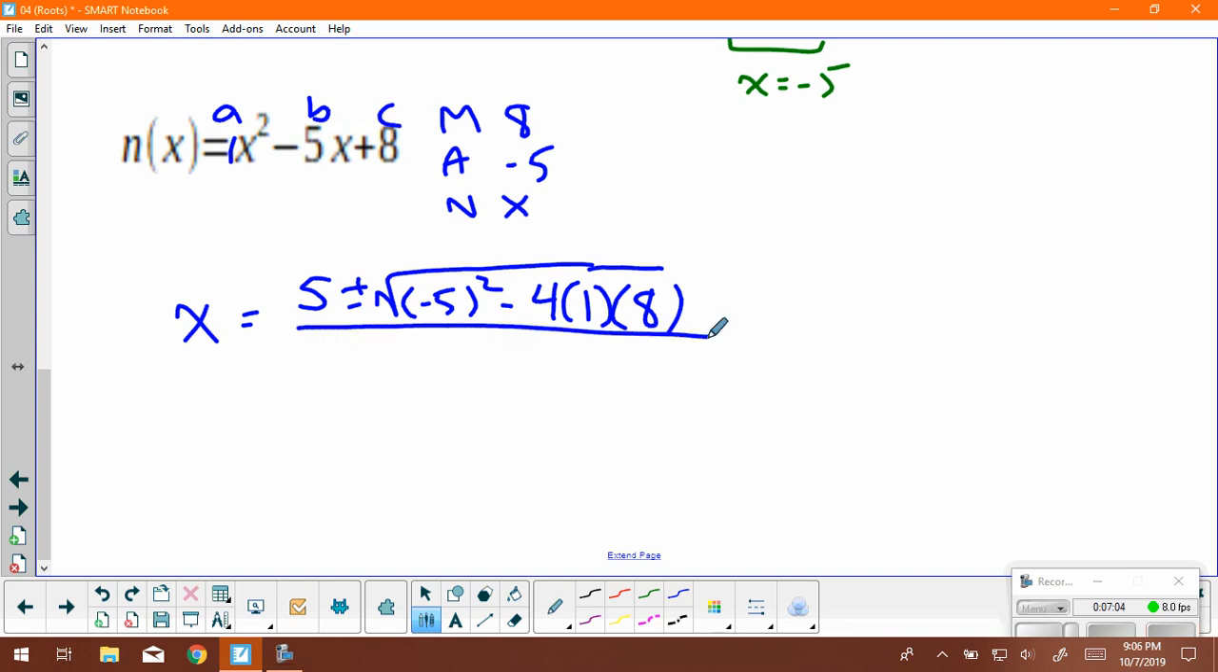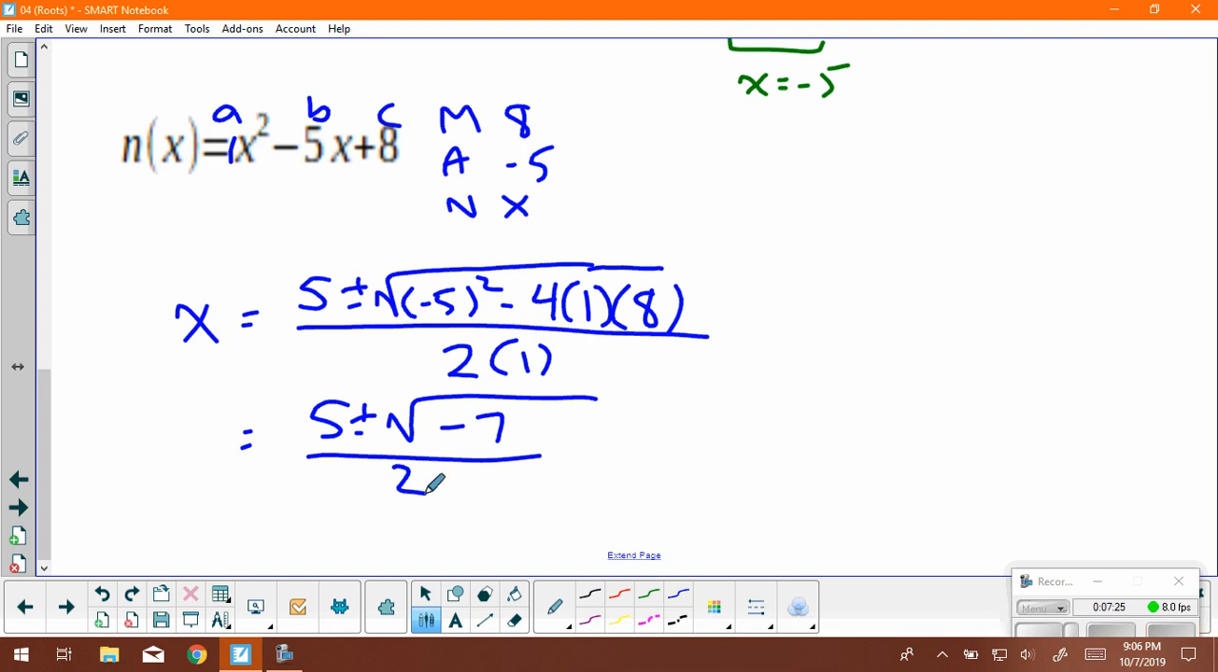Okay, and it's all over 2 times a, or just 2 times 1. So we start playing around with this. 5 plus or minus square root of... Okay, 5 squared is 25, and 4 times 1 times 8 is 32. So 25 take away 32 is negative 7, over 2.